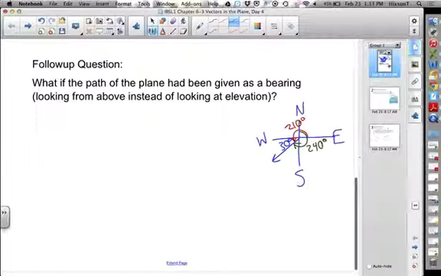Why is it 240? Because we have 90, 180, and then to get over here to where there's 30 on this side, there'd be 60 over here, right? Yes. But why do we start at north?